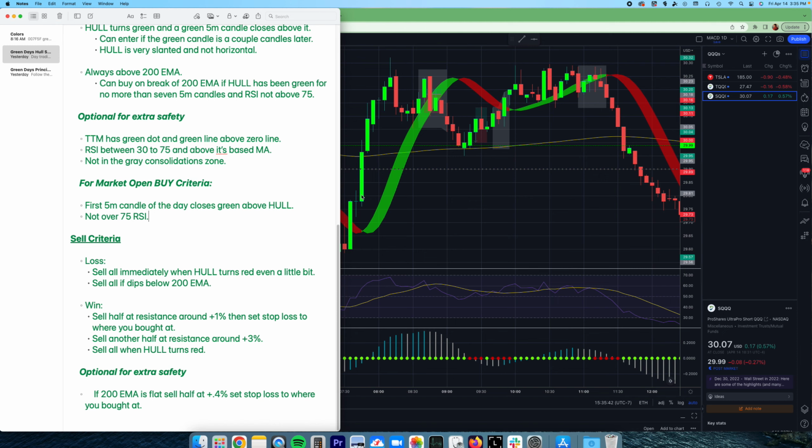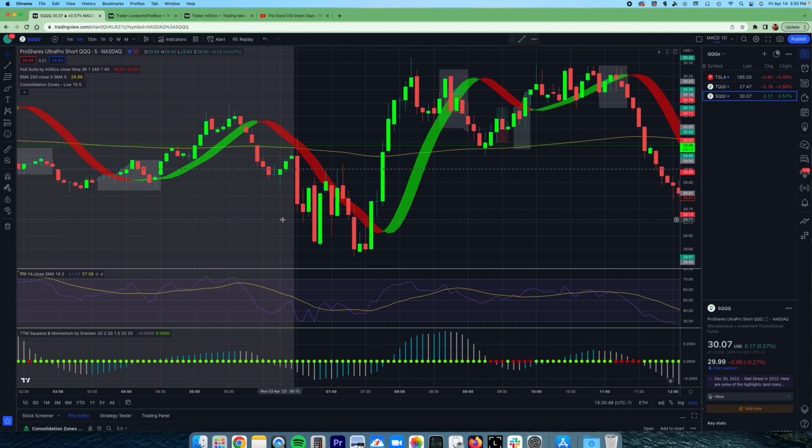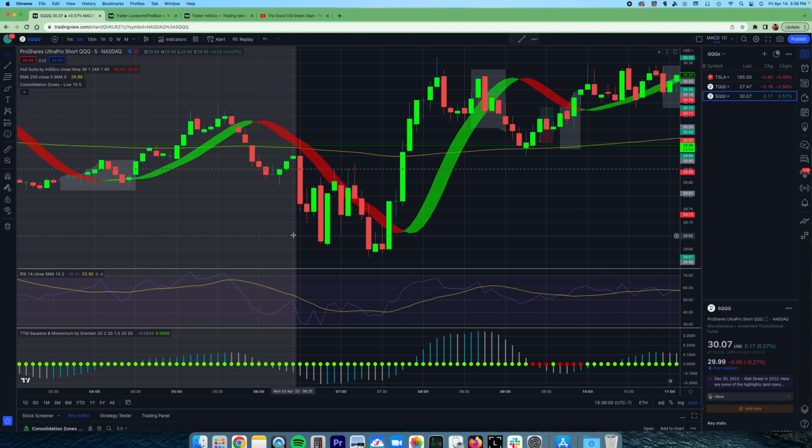Okay, during market open, I go in after the first 5-minute candle closes. So if this is a short position, it's trading below the 200-day EMA, the hull is in the red, I wait for this candle to close before I trade in the morning. And then I'm buying here for a short position, and you can see that it immediately goes down 0.5%. I wouldn't sell there, I'll talk about that.